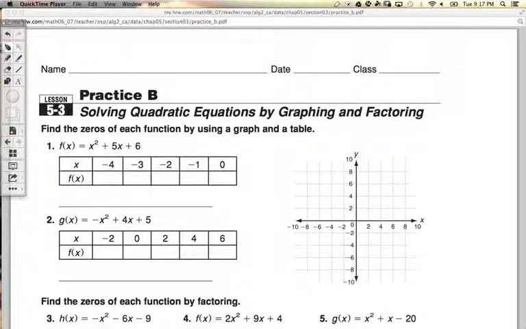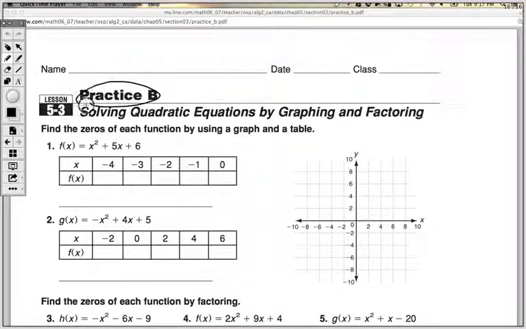All right, here we go. Algebra 2, Algebra 2 with practice B from section 5.3. That's quadratics. All right, we're talking graphing here. Let's do it. Let's graph.